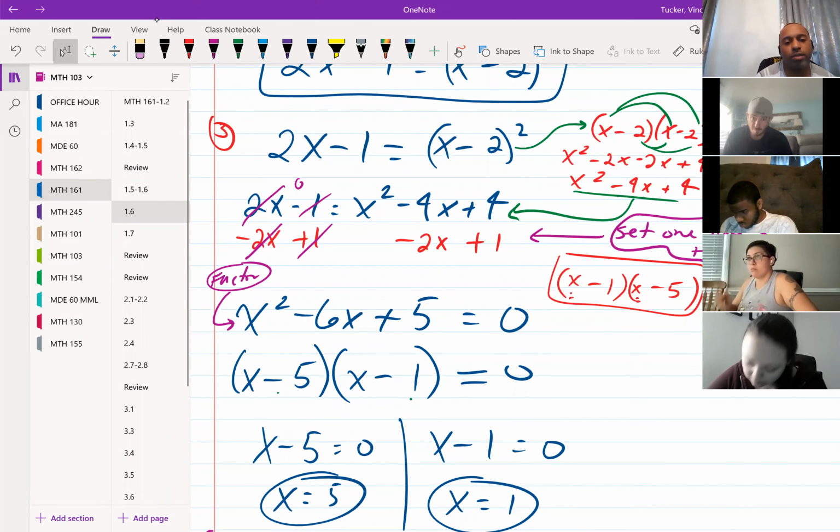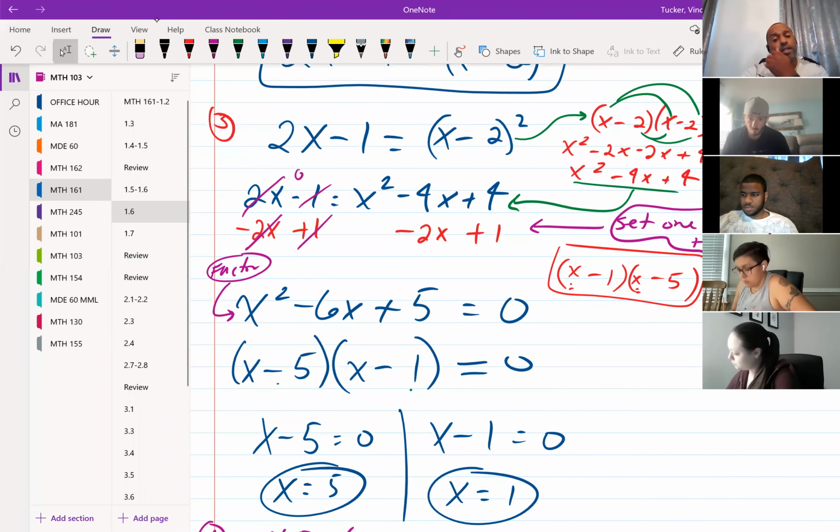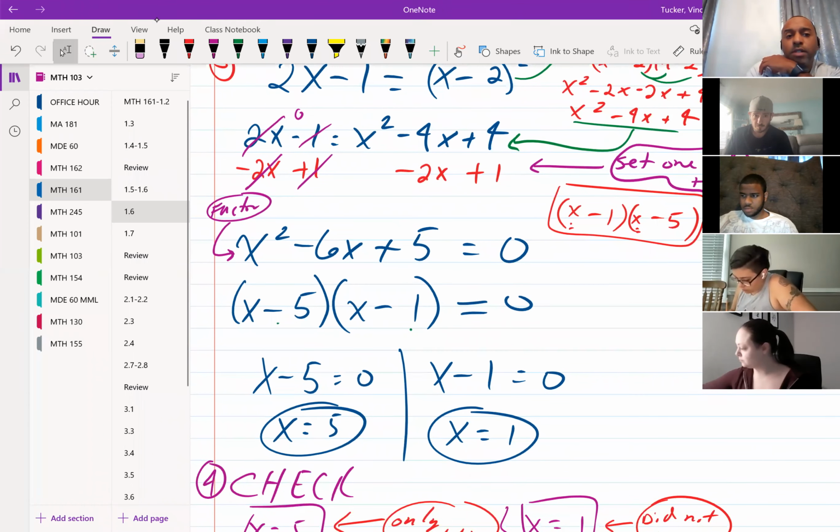So set each one equal to 0: x is equal to 5 and x is equal to 1. Make sure we are okay before we go any further. All right. So remember I said that when we're doing this process, after you have your solutions, you do have to go back and check, plugging those two values into your original equation.